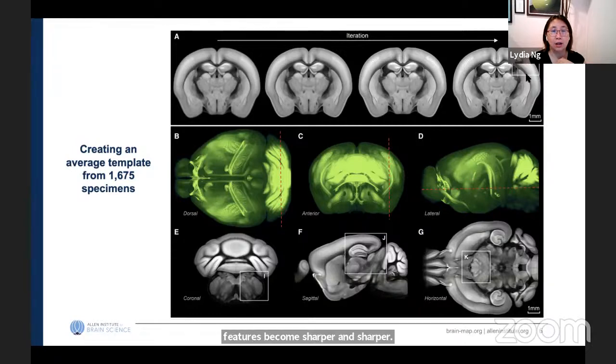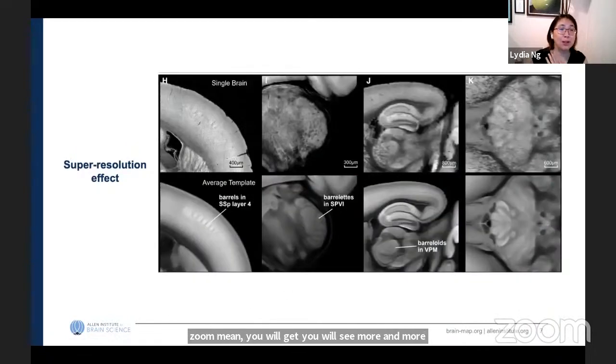In the box here, H here, you can see the barrels of the cortex. In the middle row, we did a sort of maximum intensity projection over 3 views of the data so that you can see a lot of the signatures, hallmarks of somatosensory cortex. Parts of the cerebellum can obviously be seen. And in the last row, as you zoom in, you will see more and more detailed features. Here is a zoomed-in version of that.